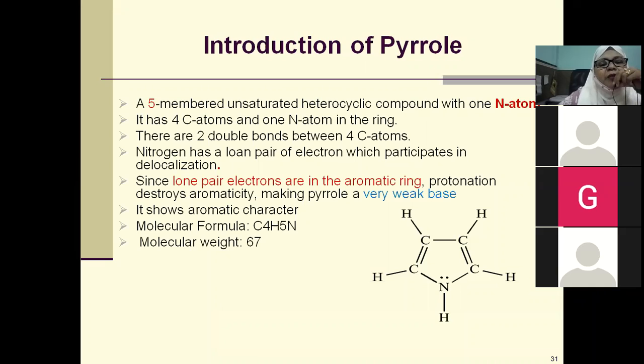तो अगर आप इसका मॉलिक्यूलर वेट निकालेंगे तो कैसे? अभी हमने C6H6 का निकाला था, वैसे ही इसका भी निकालना है. 12 into 4 plus 5 plus nitrogen 14. Okay, so total it comes to how much? 12 into 4 is 48, plus 14 is 62, and plus 5 is 67. Yes, so the molecular weight of pyrrole is 67. This is the general introduction.